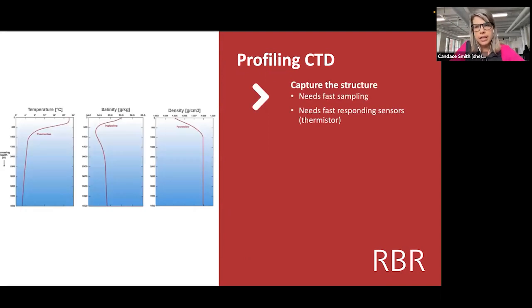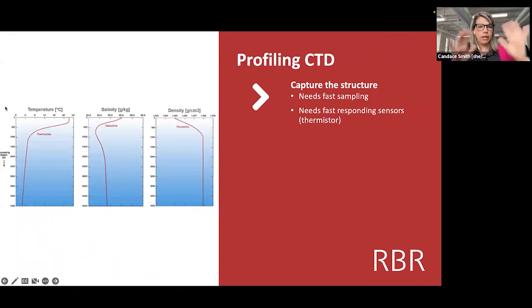So for a profiling CTD, the very first thing I like to think about is capturing the structure. And by that, I mean the dynamics, or if there's stratification, whatever like that. I'm a physical oceanographer by training, so I think about that piece. Like, can I see the thing I'm trying to see? Can I do the science, really? So for a profile, you really want to be able to capture the structure.